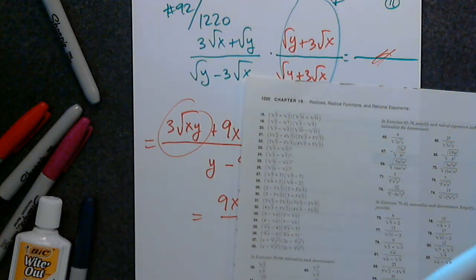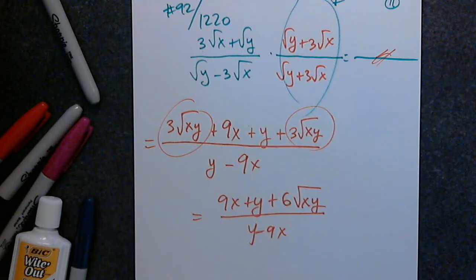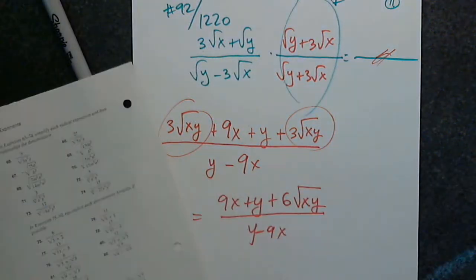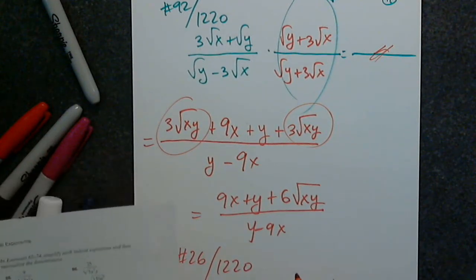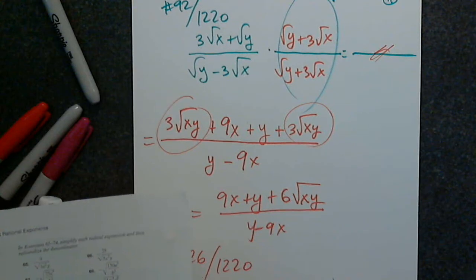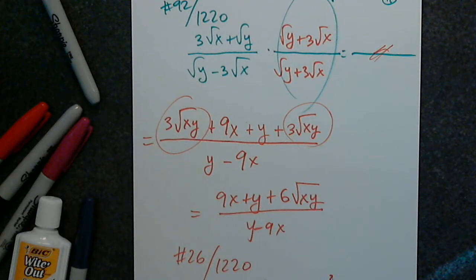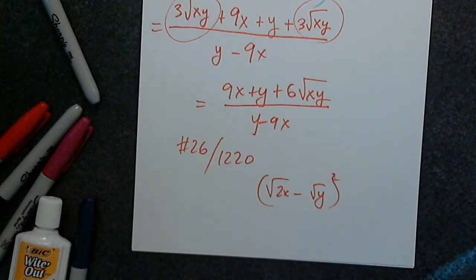How about 26? 26 is a good one. Excellent. Good pick. Let's do 26. Perfect. So the square root of 2x minus the square root of y, squared. This is to refresh our memory on something that we covered, and we know how many terms we have to obtain. How many terms will we have to get?